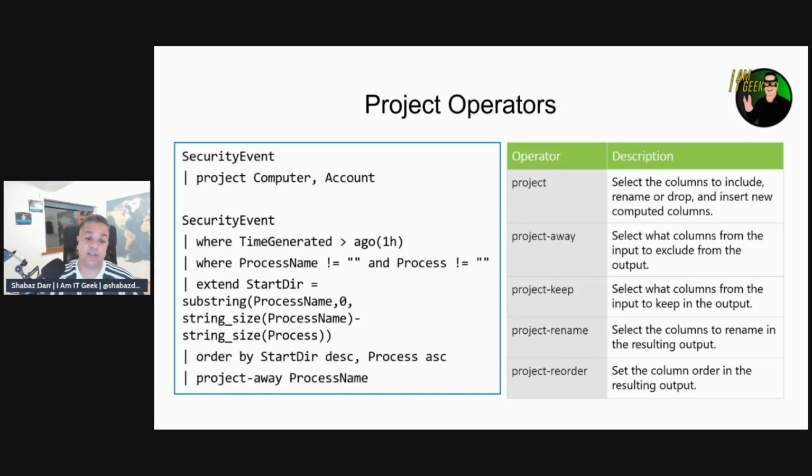With project away, you select the column from the input to exclude from the output. Project keep means you select the column from the input to keep in the output. Project rename, you select the column to rename in the resulting output. And finally, project reorder, you select that column and order it in the resulting output.